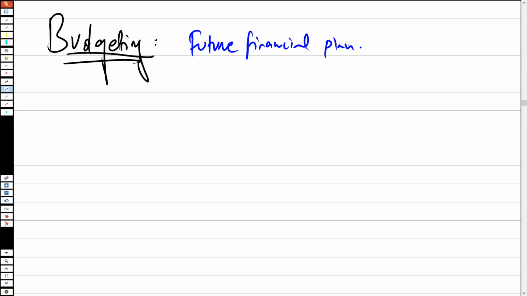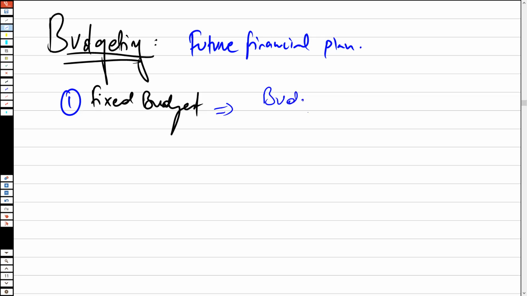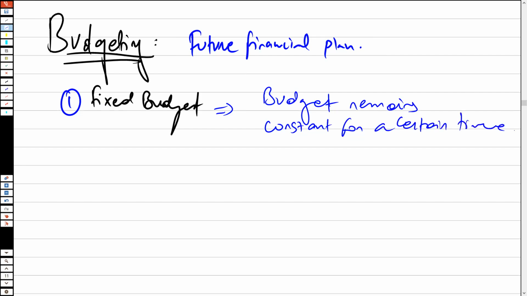Now, there are different types of approaches that organizations adopt with respect to budget setting. Amongst those approaches, one approach is basically a fixed budget. That's what is called the fixed budget.